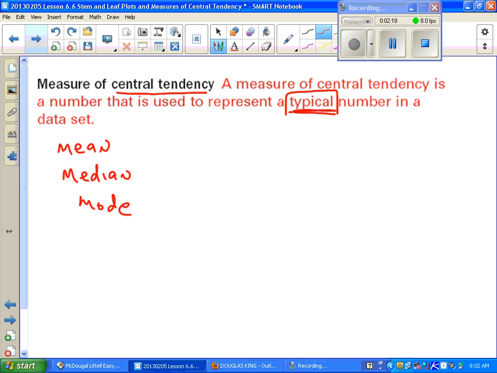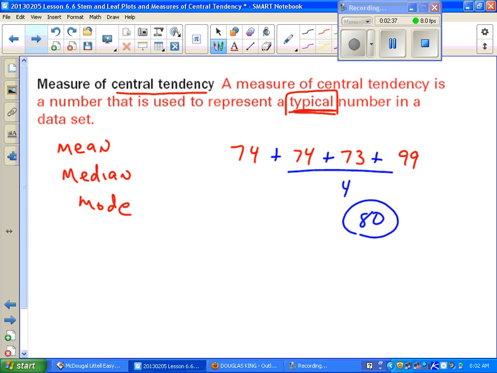Let's say these are your scores: 74, 74, 73, and then 99. If you add those four numbers up and then you divide by 4, because that's how we're going to find average, you're going to get the number 80. Do you typically score 80 on a test? No, that's not a good measure of central tendency because of this, what's called an outlier. An outlier means it is exceptionally high or low.